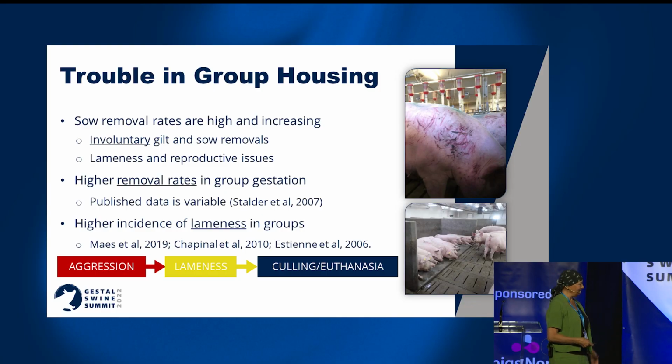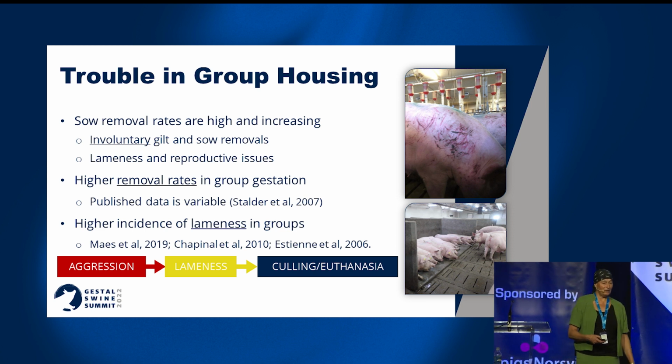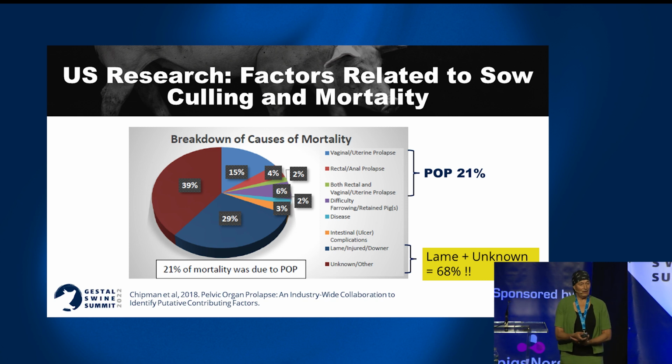A number of studies clearly show that association. Not too surprising. We mix sows into groups. They're going to establish that social hierarchy, and maybe there's ongoing aggression due to the way we've designed our systems, leading to lameness or loss of pregnancy, and then unplanned culling and euthanasia. So this is our challenge.